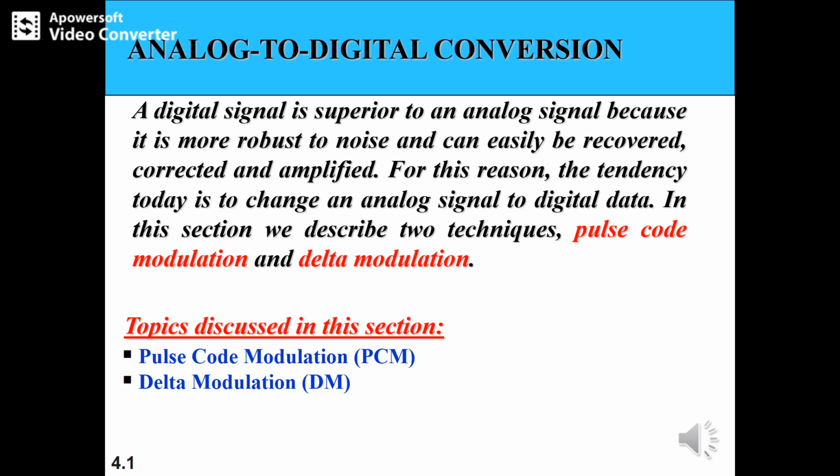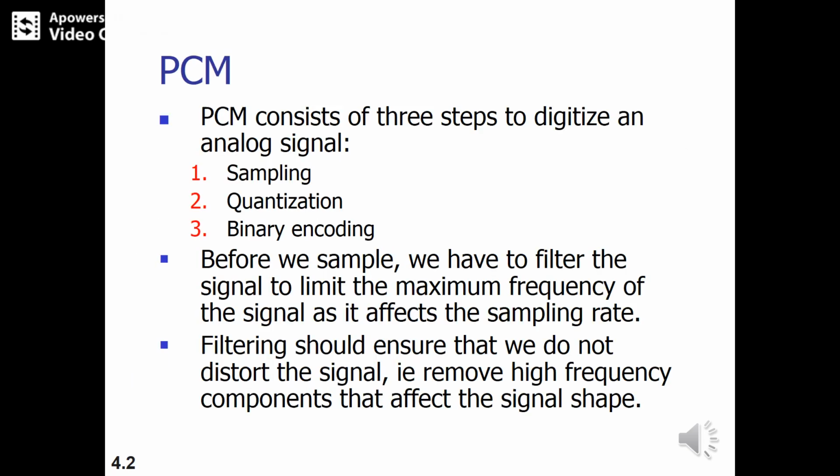In this session, we describe two techniques by which we can convert analog to digital data. The first method is PCM, also called pulse code modulation, and the second method is delta modulation. But in our syllabus, only pulse code modulation is included. So let's see what exactly PCM consists of: 3 steps to digitize an analog signal. The first step is sampling, the second step is quantization, and the third is binary encoding.